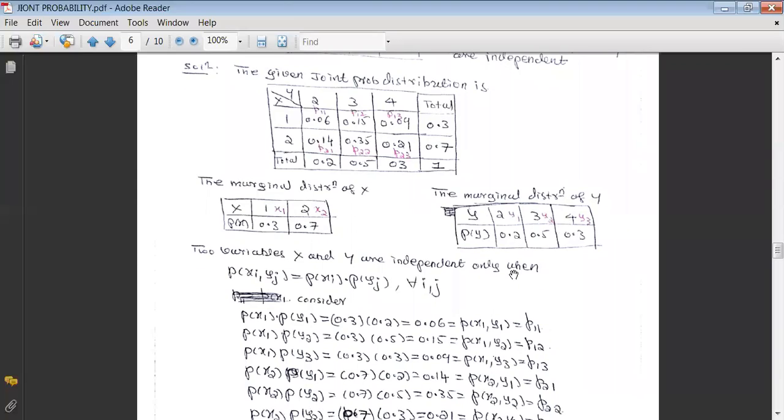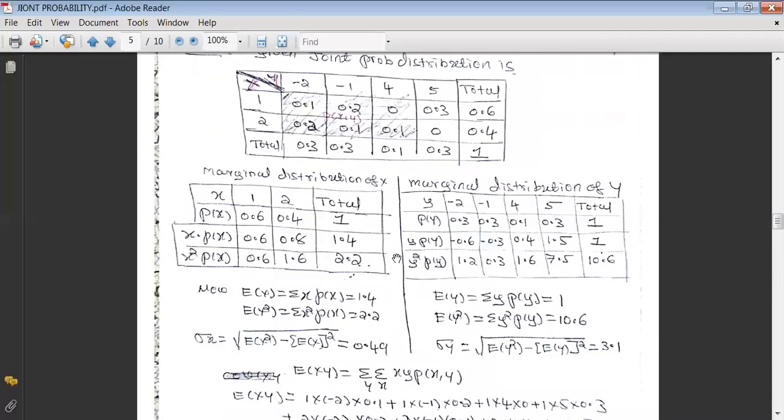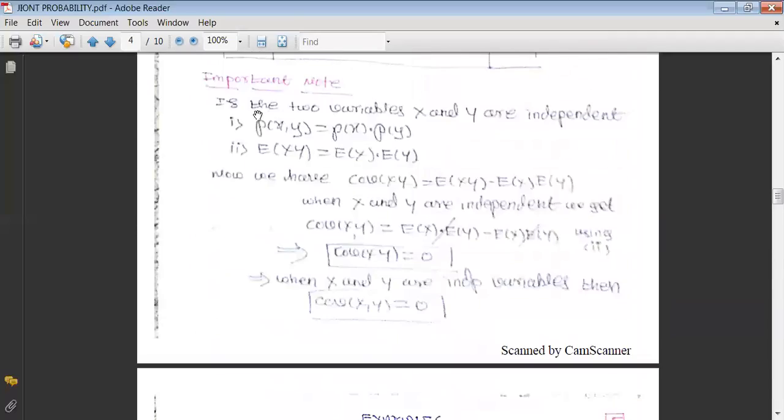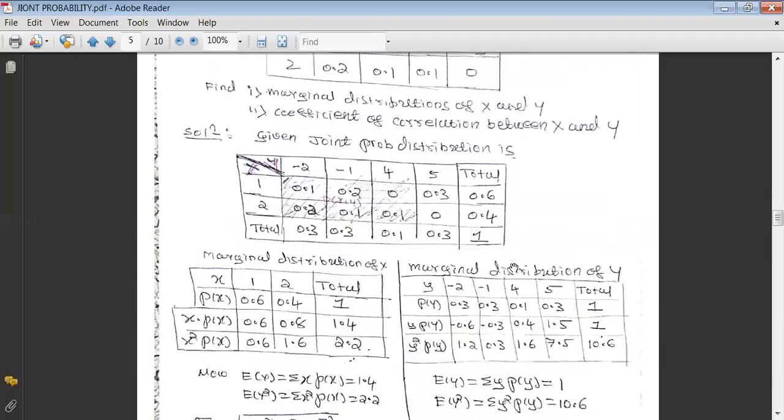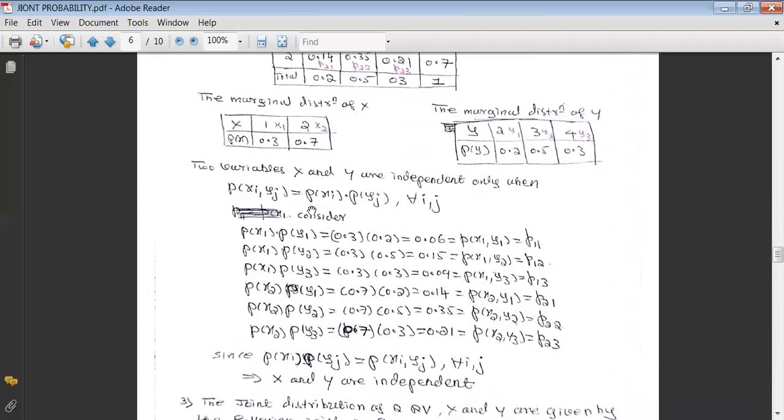Now we have to verify that the variables x and y are independent. We say that the two variables x and y are independent only when p of xi yj equals p of xi into p of yj, as we have already claimed. That is, the two variables x and y are independent whenever p of xy equals p of x into p of y. The same thing we can use here: the two variables x and y are independent only when p of xi yj equals p of xi into p of yj for all i, j. It should not be satisfied only for a few i, j; it should hold good for all i, j.